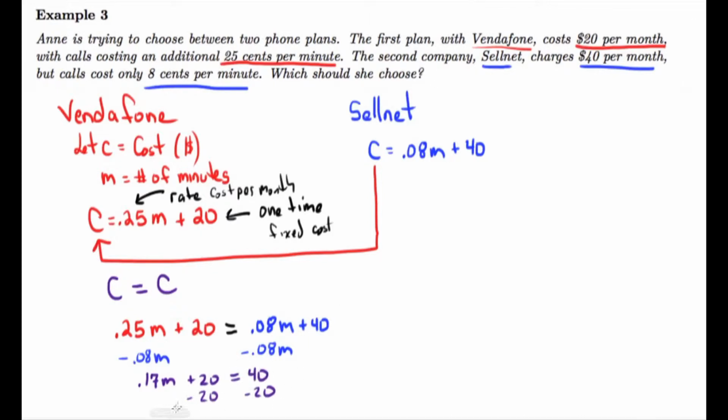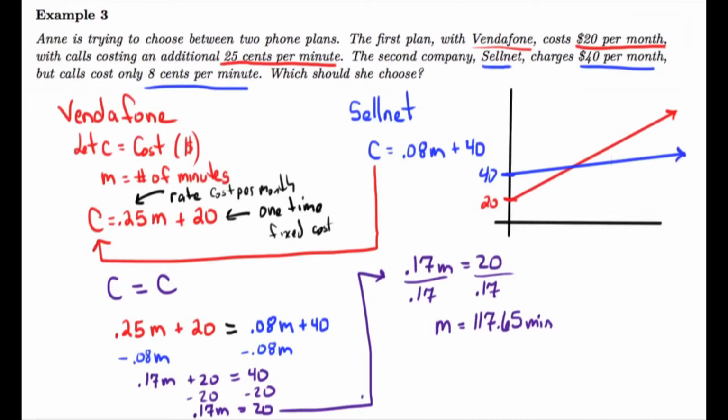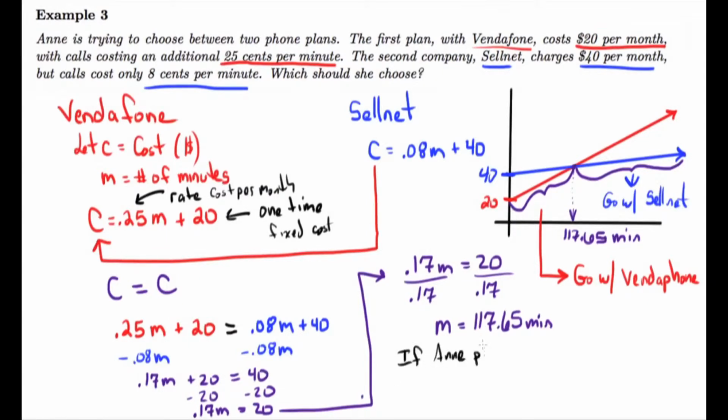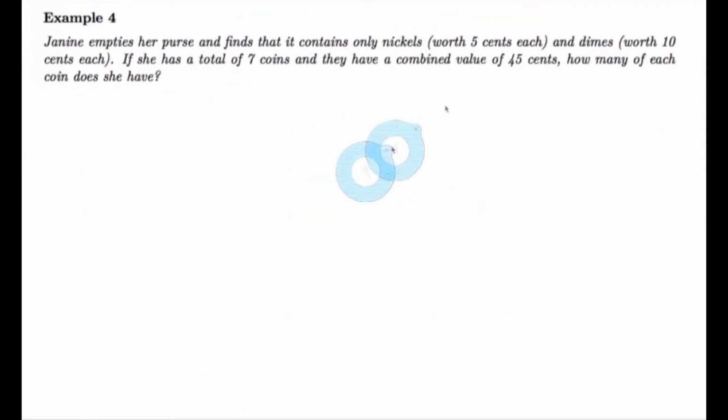So I'm going to solve for M in this case, and I get 117.65 minutes. So I can make a quick sketch over here just to show you an idea what this looks like. The red is Vendafone and the blue is Cellnet. If I'm going to go with less than 117 minutes, I want the Vendafone plan. If it's going to be more, I should use Cellnet.